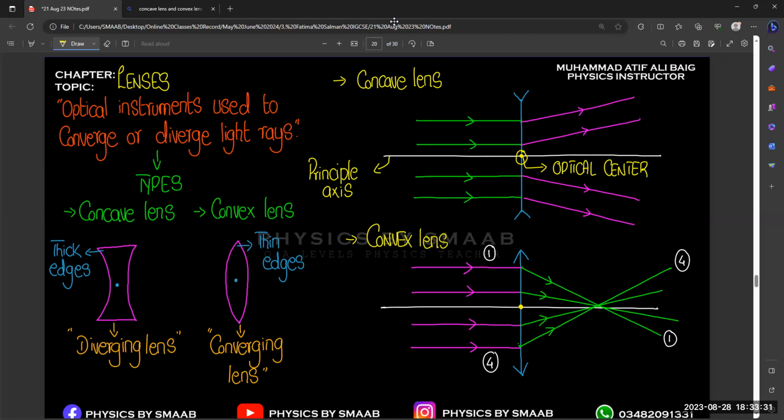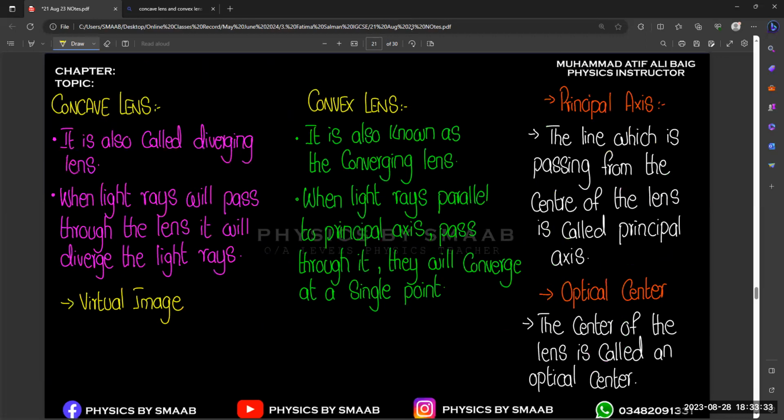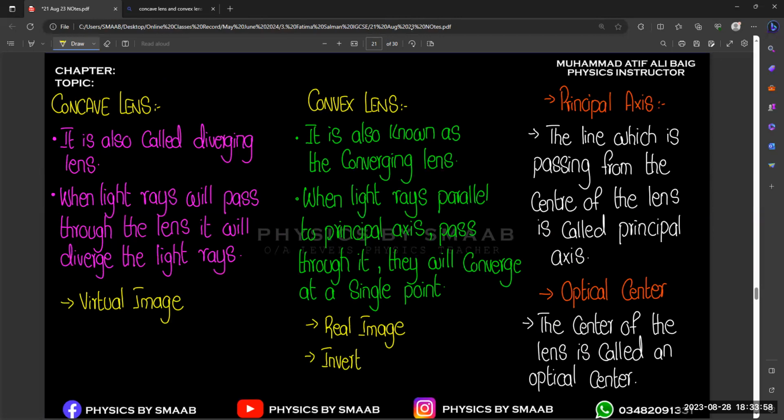Clear? So we can say that a concave lens will form a virtual image, and a convex lens will form a real image. And one thing that we observe in that picture also is that a convex lens will form an inverted image. So what's the difference between a real image and an inverted, or virtual, image?